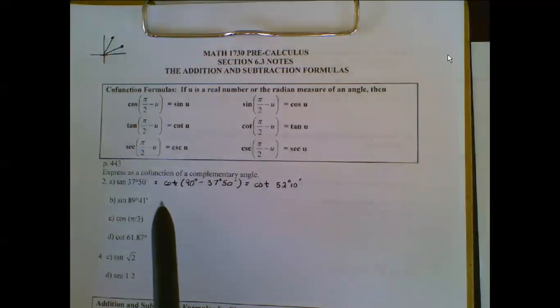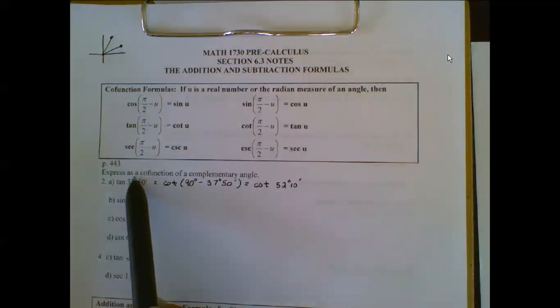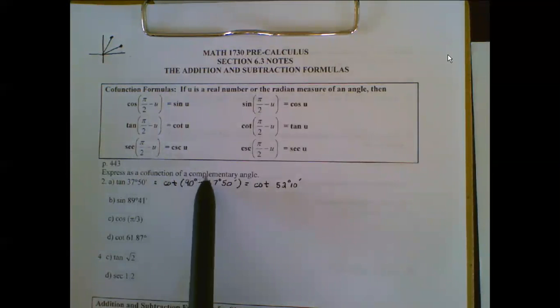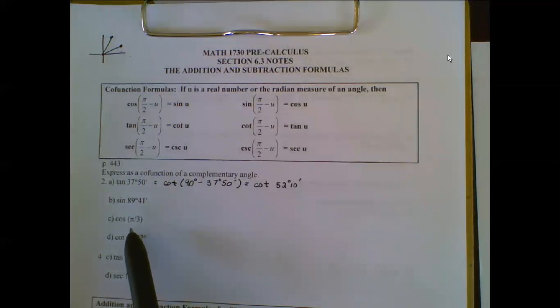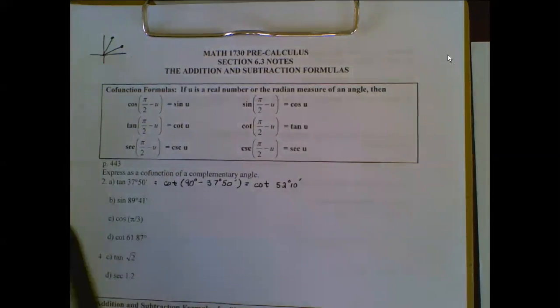So if I ask you to find a trigonometric value as a cofunction of a complementary angle, if I give you an angle in degrees, you're going to just subtract that angle from 90 degrees. If I give you an angle in radians, you're going to subtract that from what? What's equivalent to 90 degrees? Pi over 2. I'm sorry, what? Pi over 2. Yes, pi over 2.